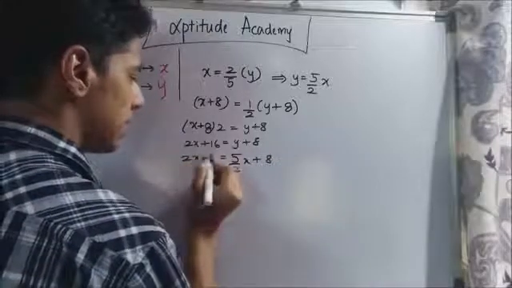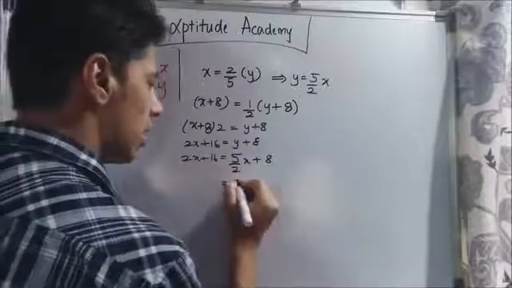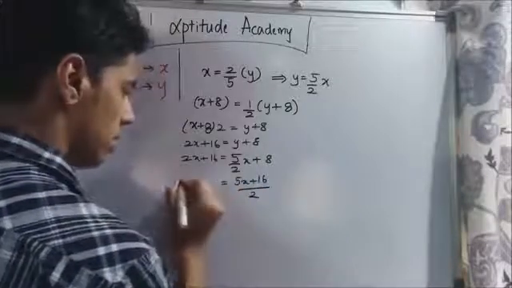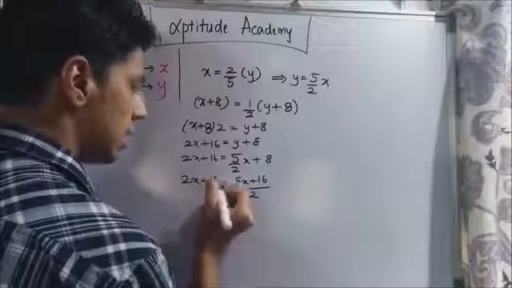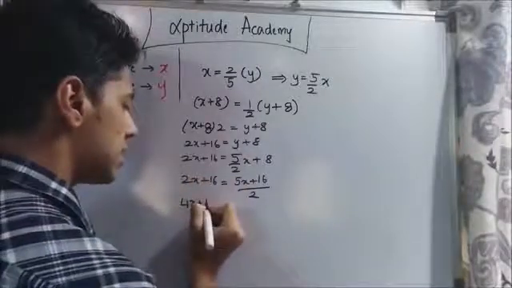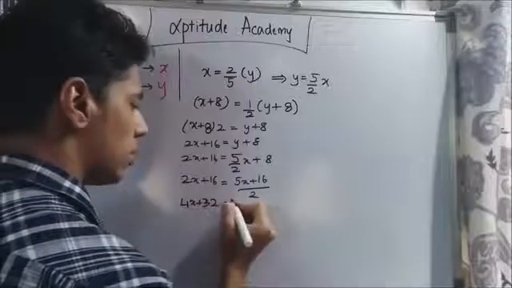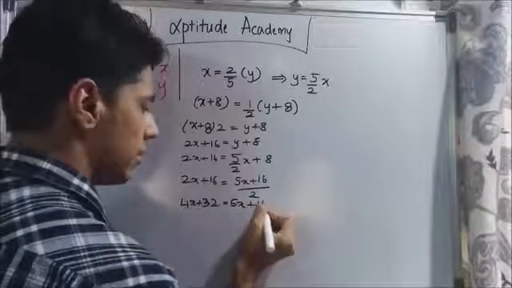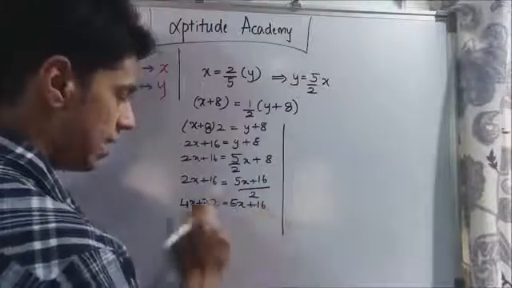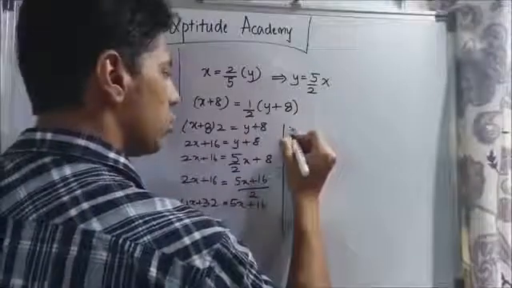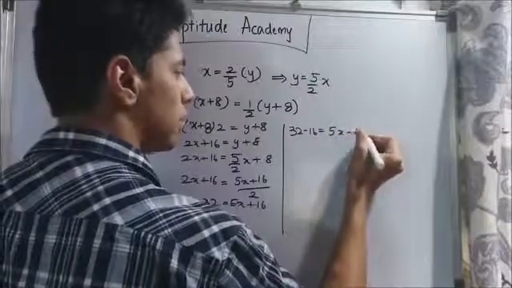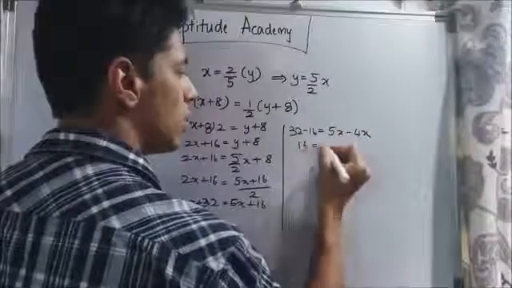This is 2x plus 16. Now you take an LCM here, it will be 5x plus 16 upon 2. And this is 2x plus 16. Now get this 2 here and multiply. So it's 4x plus 16 into 2 is 32 is equal to 5x plus 16. Right? I'll just take it on this side. I'll bring the 4x here and 16 here. So you will get 32 minus 16 is equal to 5x minus 4x. So 16 is equal to x.